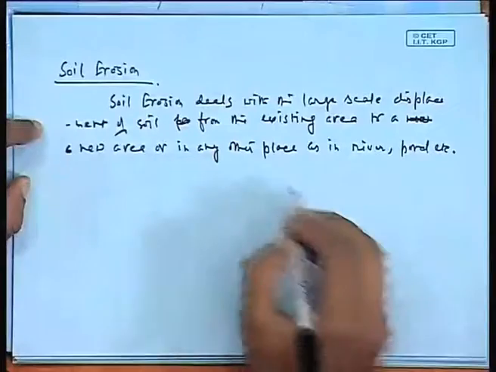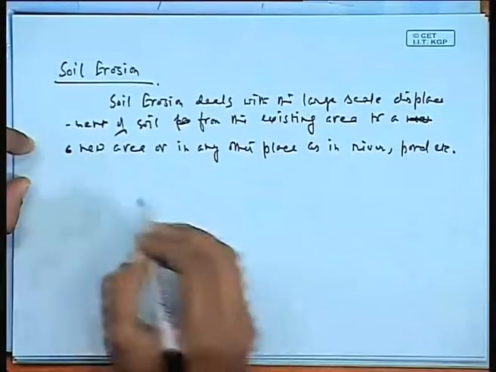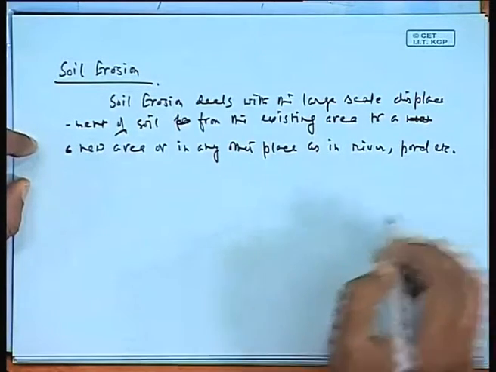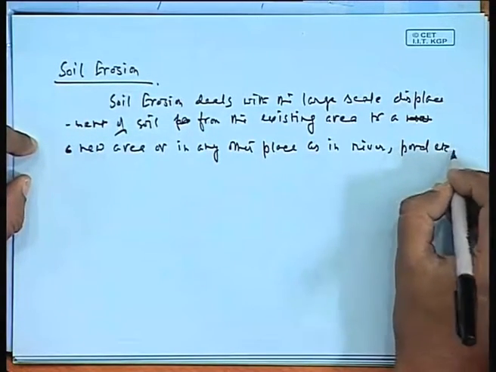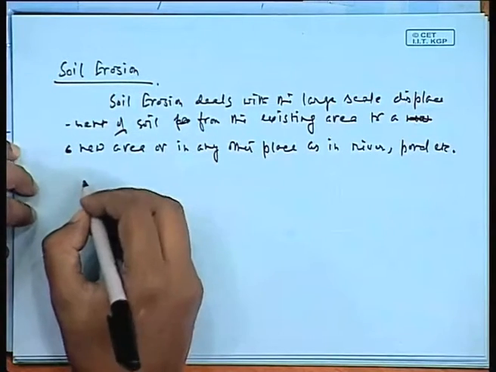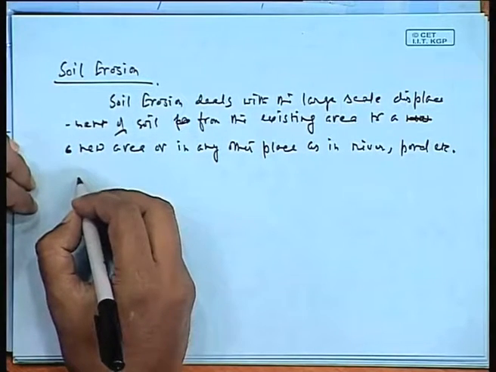So we were dealing with soil erosion, and now that we have introduced it: soil erosion deals with the large-scale displacement of soil from an existing area to a new area or some other place, as in rivers, ponds, etc. Okay.